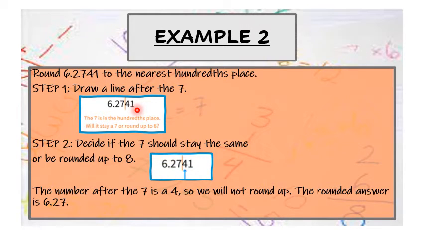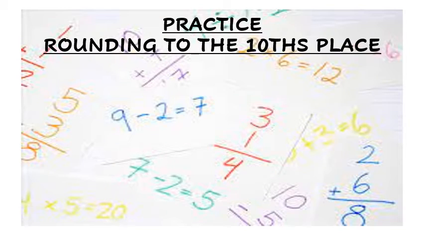This is an image just showing you. We look at the 4. 4 is less than 5, which means we are going to leave the 7 the same. So our number is 6.27 after we round. And here are some practice problems. We're first going to practice rounding to the tenths place.